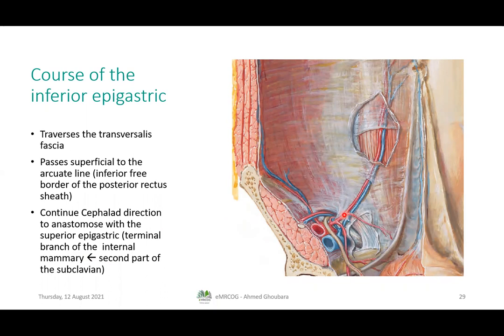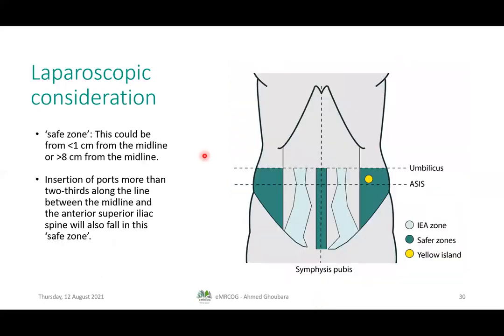Clear, guys? This is the pathway of the inferior epigastric. Especially this part is very important, the relation between the inferior epigastric artery and the arcuate line. Next. This is a very important part. It comes in the exam frequently, laparoscopic consideration for the anatomy. Safe zone.